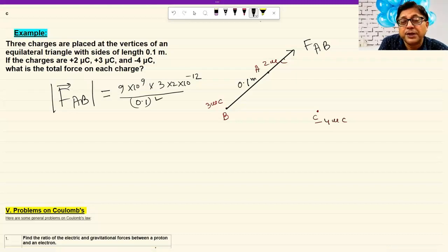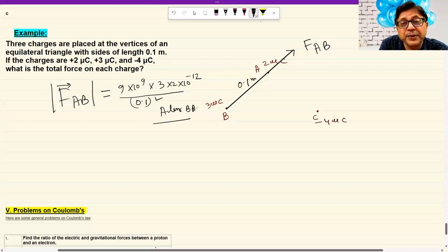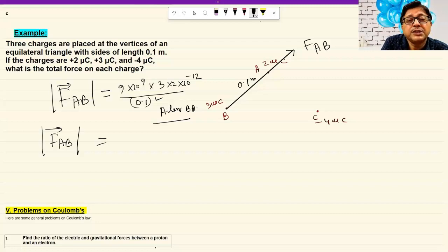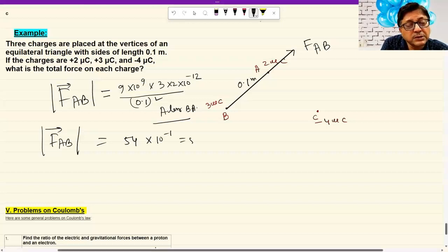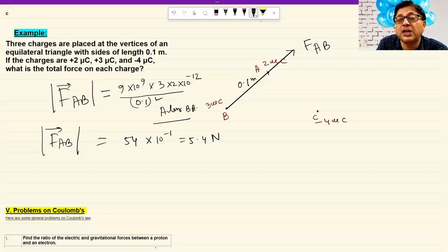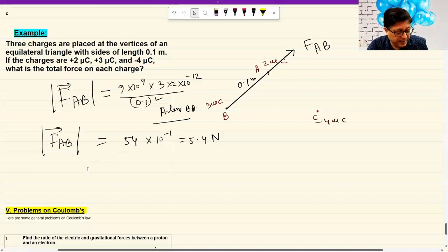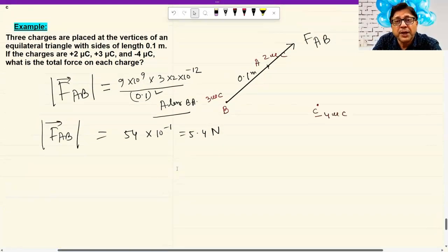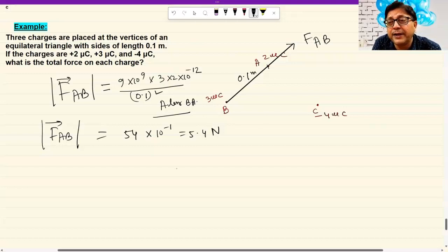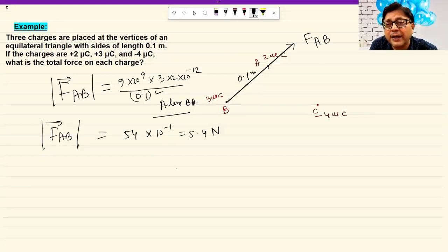Just write the direction. It is a central force. It will act along the line segment joining the two. This is along B to A. So if you simplify it, that if |FAB| you can write now. This is 54, 10 to the power, this will go up, 10 to the power minus 1. So this is 5.4 Newton. What about this thing? We are considering force on charge A. Let us write the vector form first. Force on charge A. If you write vectorially, we are going to find FA, which is vector sum of FAB and FAC. So let us draw the direction of FAC.